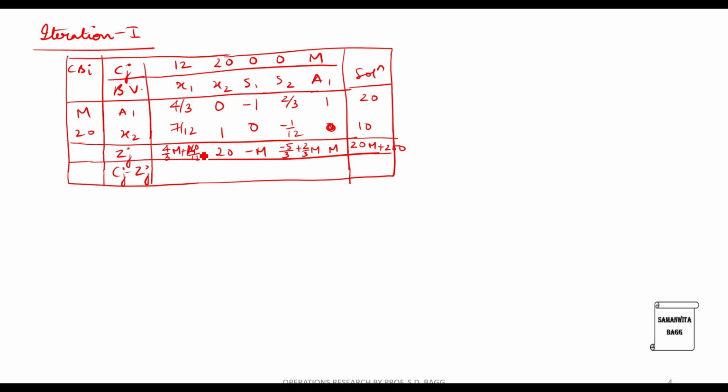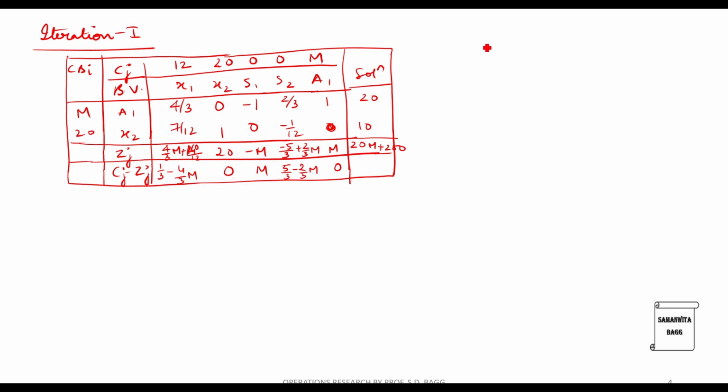Now I'll calculate Cj minus Zj. So this value will turn out to be 1 by 3 minus 4 by 3m. This is 0. This is plus m. This value is 5 by 3 minus 2 by 3m. This is 0. Now again I am going to solve by substituting the value of m, because if you observe, we have not got the value to be greater than or equal to 0. There is still negativity here.